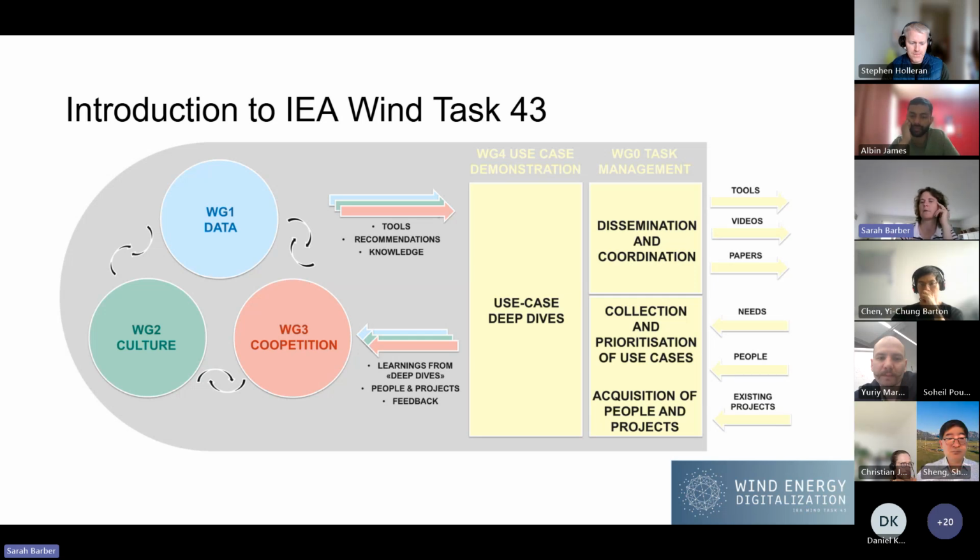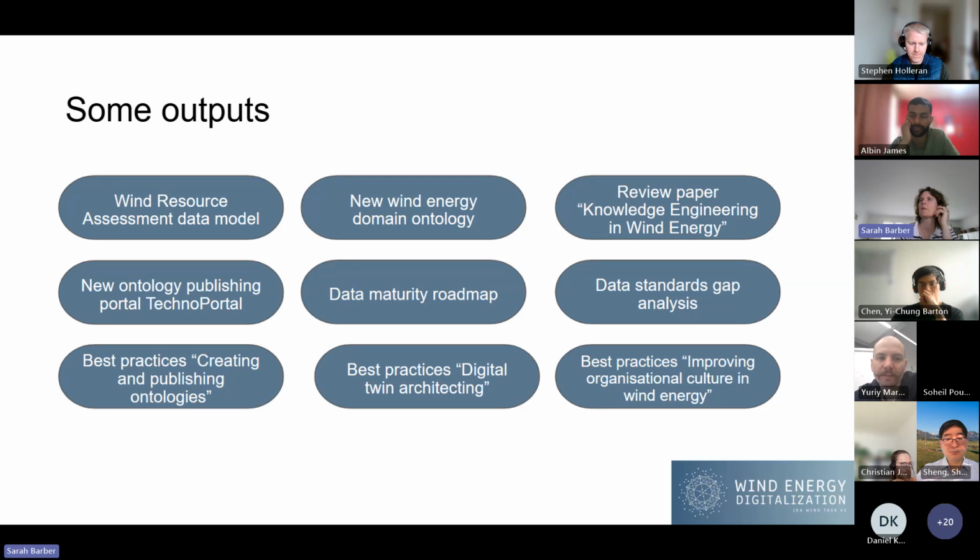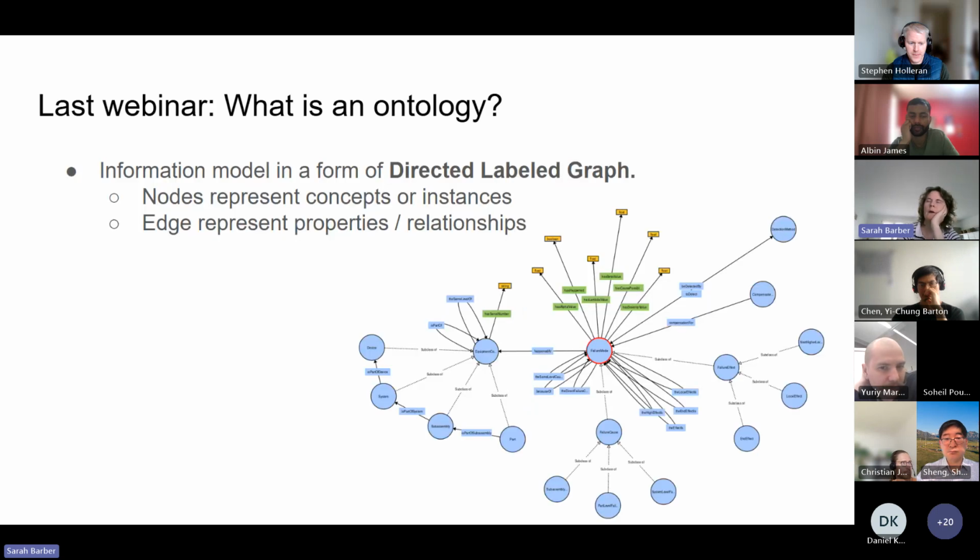So this is kind of what we're trying to do today. Some of the things we do: we developed a wind resource assessment data model. We've developed an ontology publishing portal called Technoportal. We're developing some different types of best practices, and we've written some review papers. So for the last webinar, I've just copied some slides from Yuri.